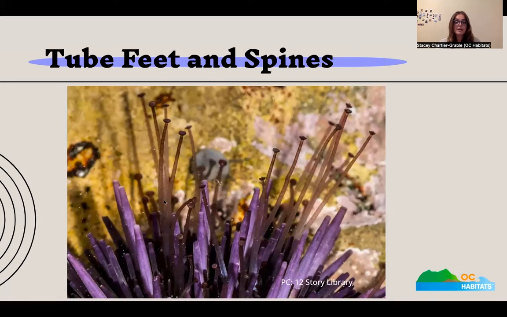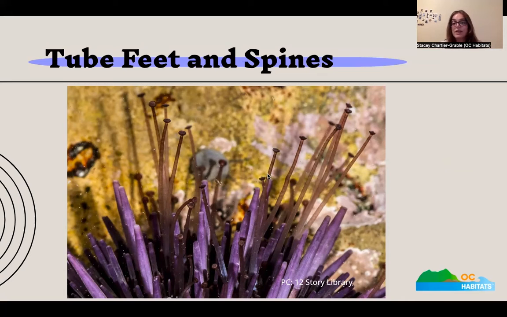So their spines and their tube feet are super important. Their tube feet are, in my opinion, one of the coolest things about them. Their spines are used for protection, and they are able to move them. They are poisonous, so if you were to step on one, you would treat it kind of like a stingray sting. It's not gonna kill you. It's gonna hurt, but you would just soak it in hot water and vinegar to help break down the spines.